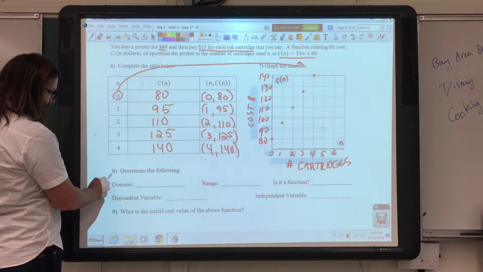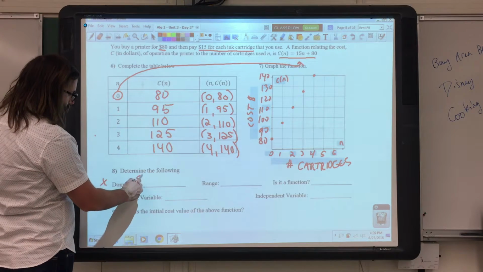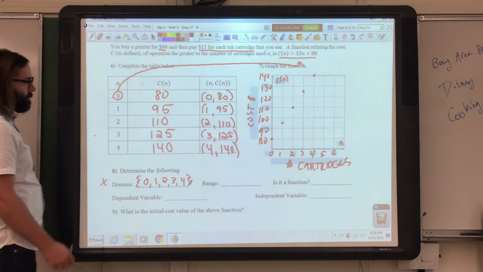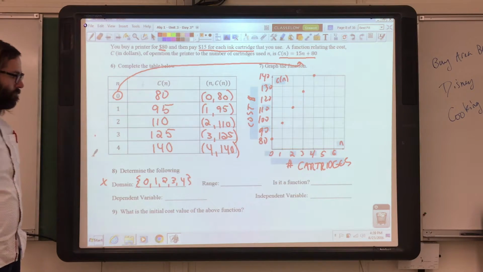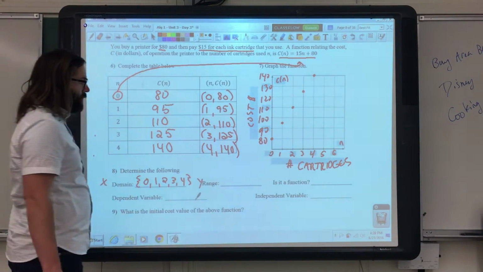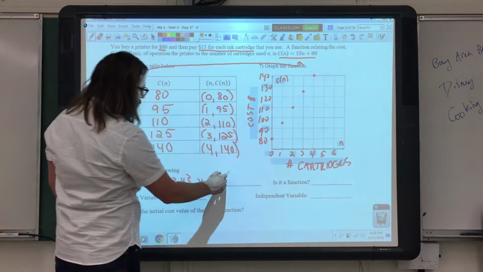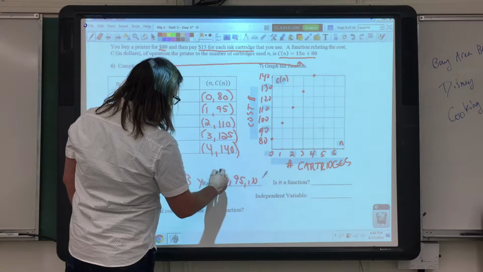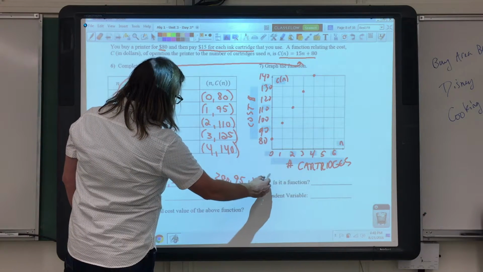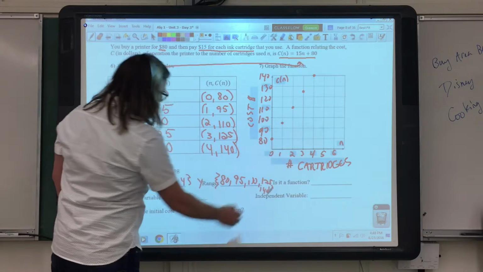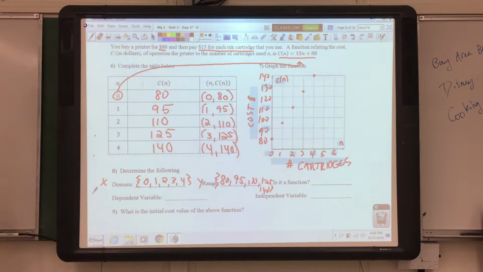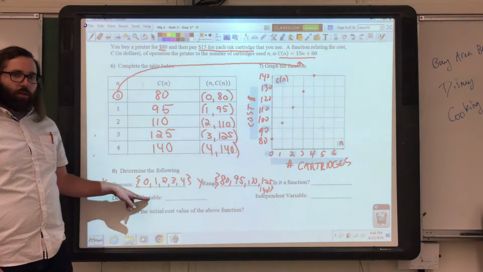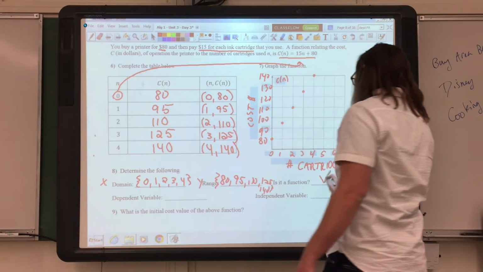Let's find the domain. Remember, that's your x's. Your x's can go from 0, 1, 2, 3, 4. Now range, remember, it's our y's, can go from 80 all the way up to 140. 80, 95, 110, 125, 140. Okay. Is it a function? Are there duplicate x's? No. So yes, it is a function.